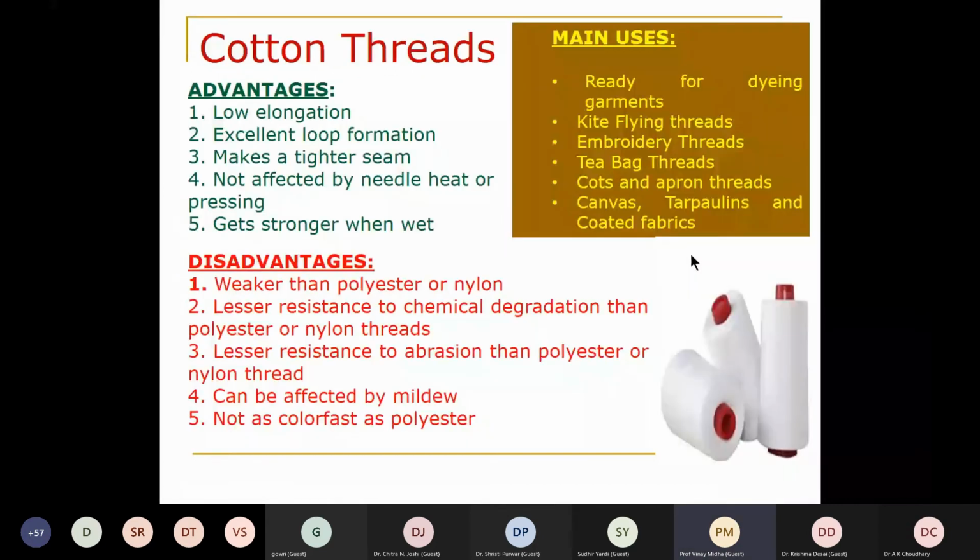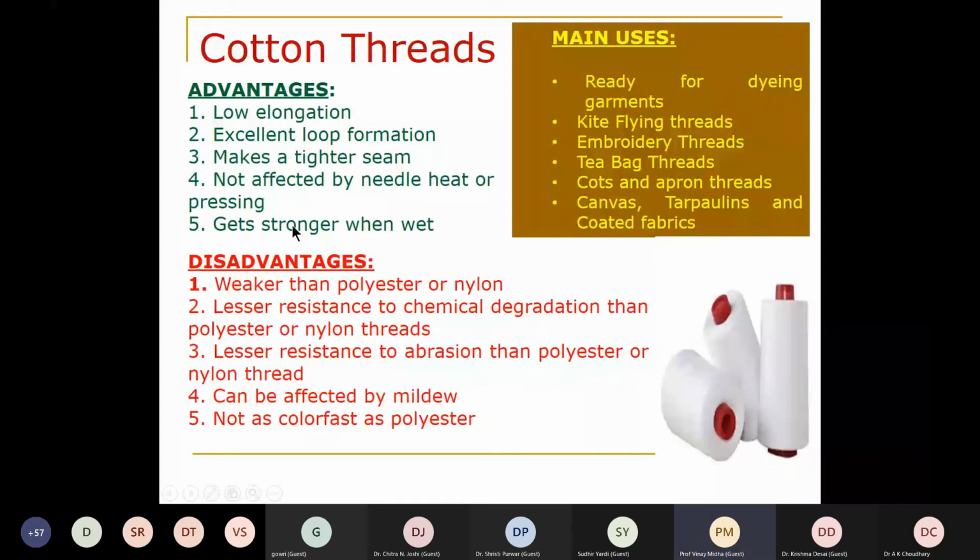Then the other parameters for selecting these particular threads are, for example, cotton threads have the advantage of low elongation, as I discussed in the previous slide. Then they have excellent loop formation also. They make a tighter seam, and they are not affected by the needle heat or the pressing or ironing of the garments later on. Then they get stronger. This is the property of the cotton fiber, so because of that, they get stronger in wet conditions. So these are the advantages when we use the cotton threads.